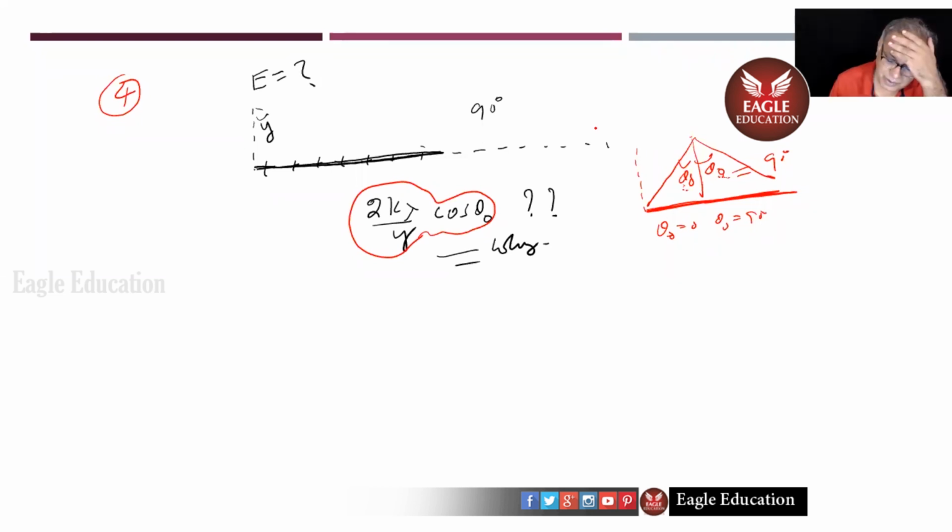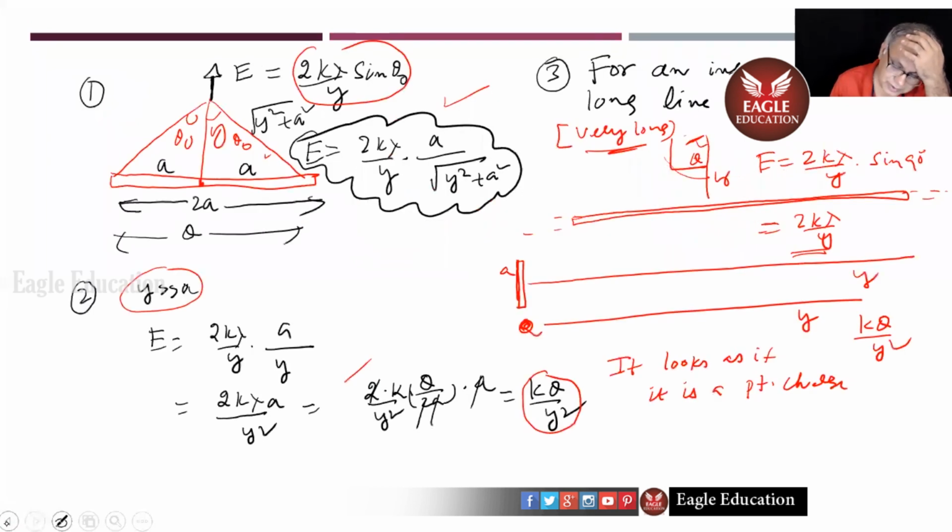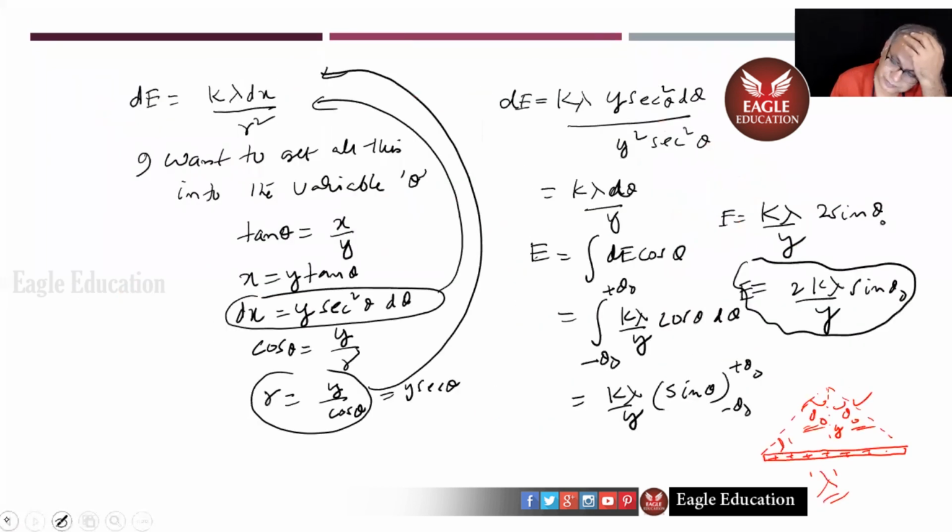Even when you try, you should have some reasoning. No, if it is wrong, also no problem. Now go back to this integration. We integrate from minus theta naught to plus theta naught. So now I should integrate between... Tell me.